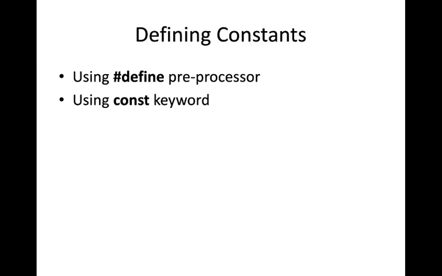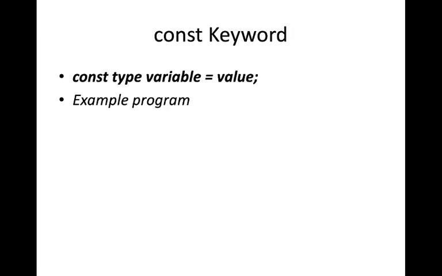So how to define these constants? There are two ways to define these constants. One is using hash define and the other one is to use const. So we have already seen how to define variables. Similarly, constants can also be defined. One is using the hash define preprocessor and the second using the const keyword. Okay. So we will see the const keyword first.